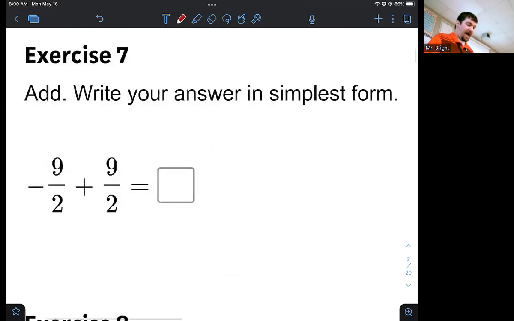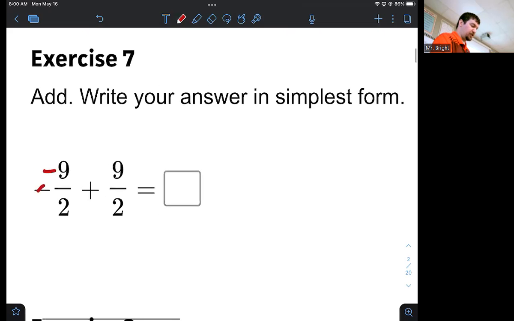Number 7, add, write your answer in simplest form. Do I have to keep change opposite this problem? No, it's already addition. Do I have same signs or different signs? One's a negative. In fact, maybe I should just put the negative up top so we can see it better. One's a negative, one's a positive. They're different. That means I'm going to war.